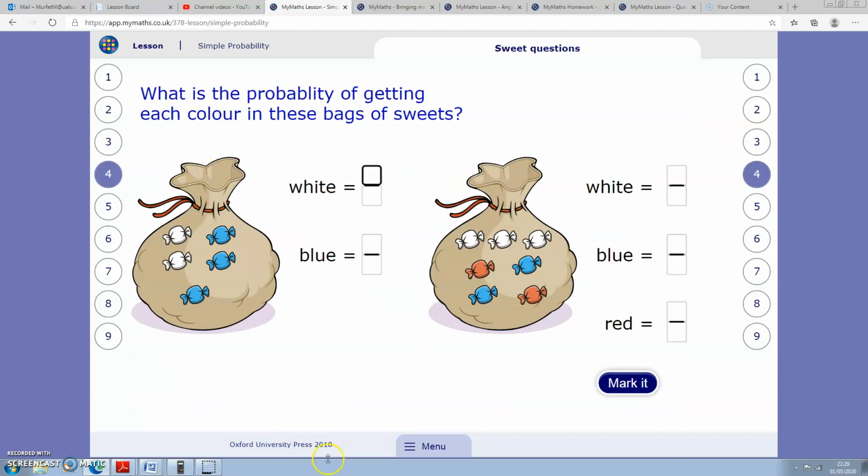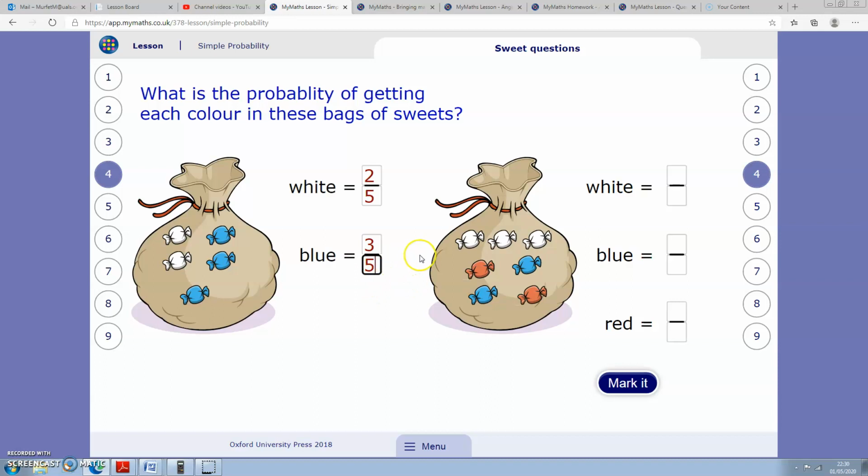Okay, again, if you want to stop the video, feel free to, and then see what the answers are. Okay, the probability of white. In here I've got 2 white sweets out of a total of 5. How many blue? 3 out of 5.